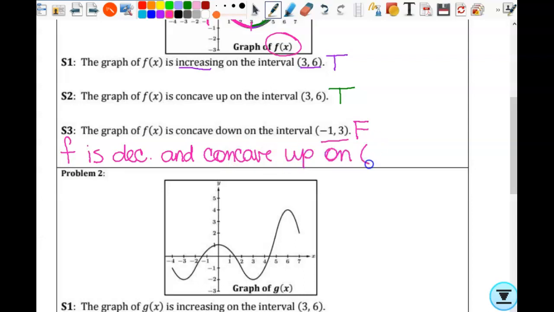on -1 to 3. So we don't even have to say on the interval. On -1 to 3, that implies the interval. That's totally fine. But all those words there at least have to be there. We good with that? And you'll get better with that too.